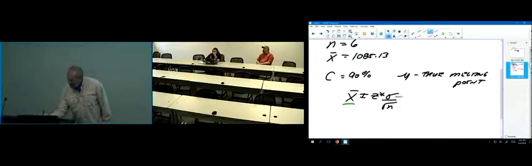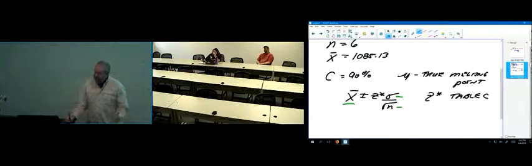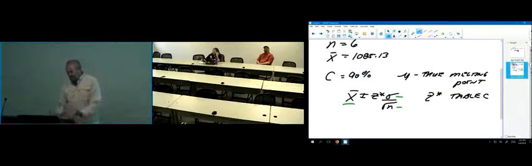1085.13. So look, I'm going to underline a couple things. We know this. That's given to me. I know what my sample size is. Where does Z star come from? Z star is coming from table C.